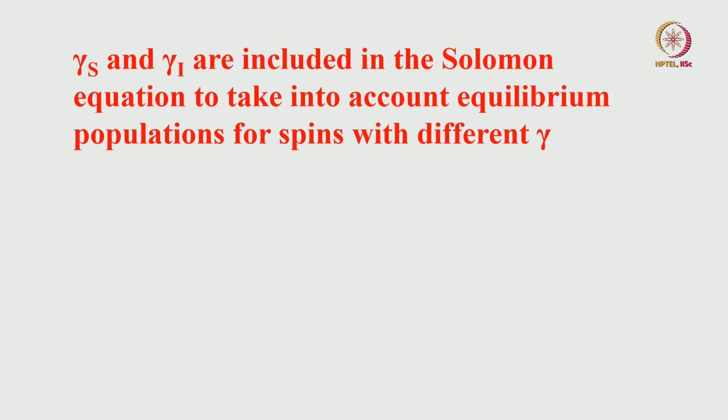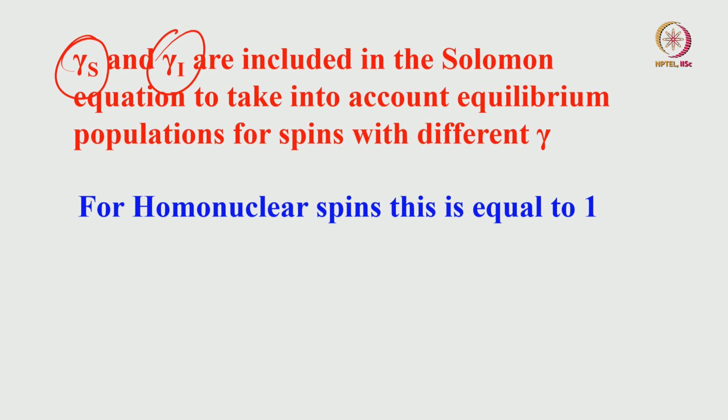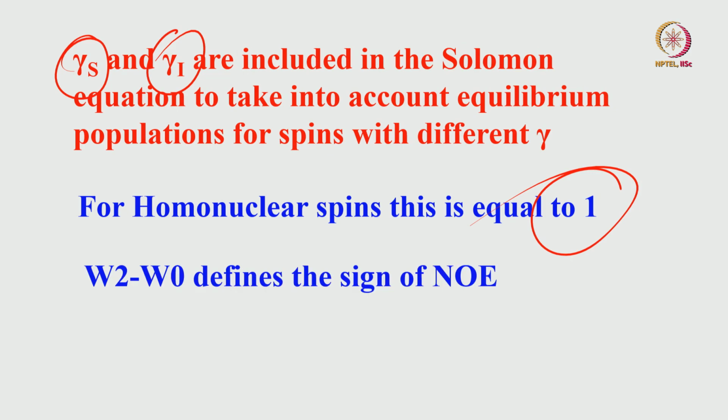For example, carbon 13 has a difference in population four times less than that of protons in a given magnetic field. So the gamma factor has to be taken into account for the equilibrium population of different nuclear spins, heteronuclear spins. That's why gamma is taken into account. When I take protons, we don't need to worry about it. So all we have to deal with is sigma over rho. That's the important thing: cross relaxation over the longitudinal relaxation rate constant. So W2 minus W0 defines the sign of NOE.